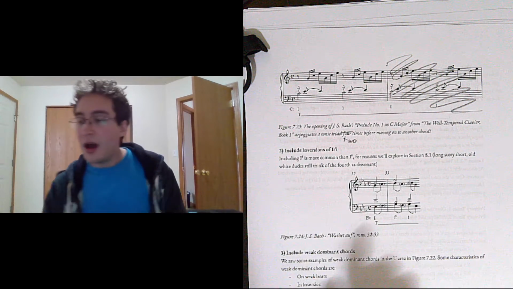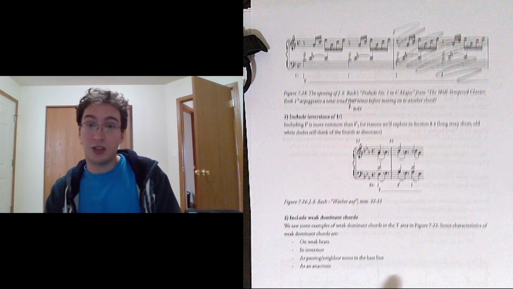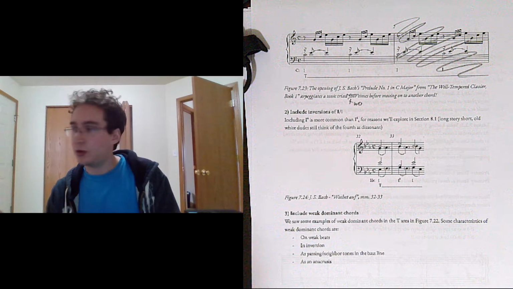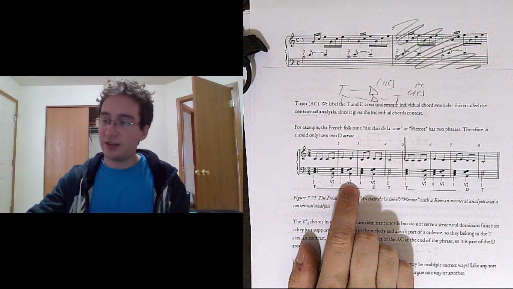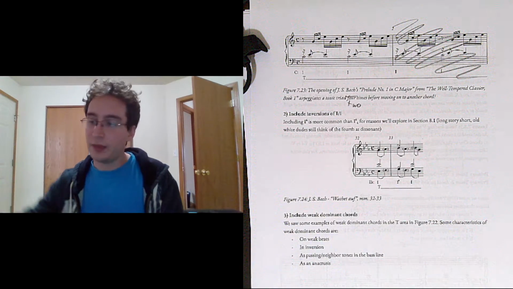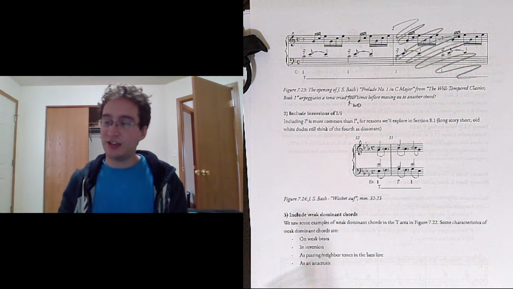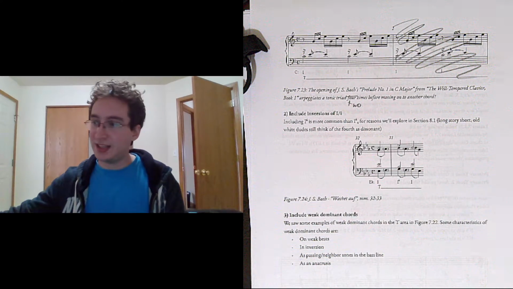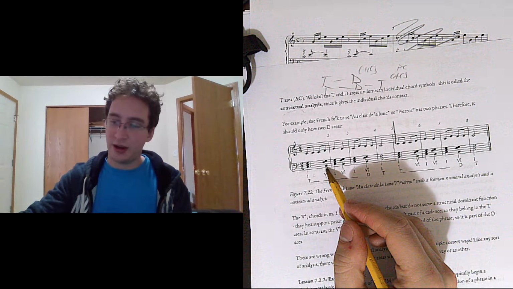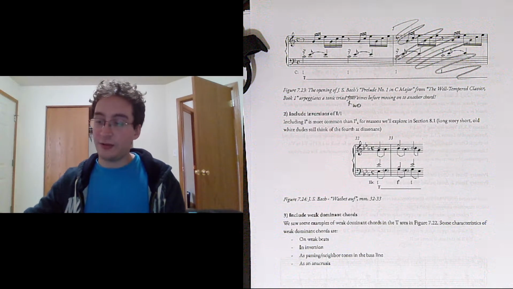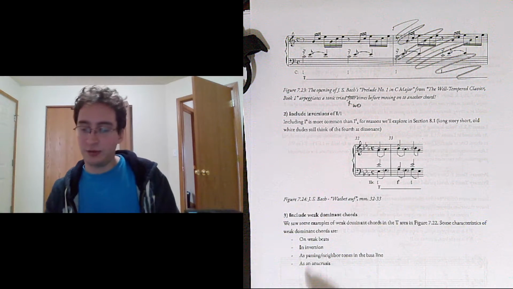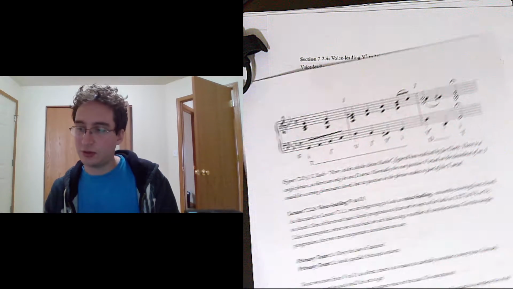Great. The other thing you can do that's more than just 1 is to include some weak dominant chords. We saw this already back here where these 5/6/5s fit in our tonic area. So ways to make these dominant chords weak, put them on weak beats. Here it's on 2, it's not on beat 1. In inversion, as passing or neighbor tones, or as a pickup, as an anacrusis.